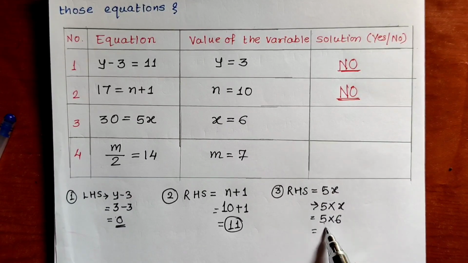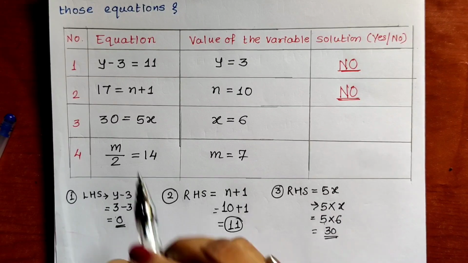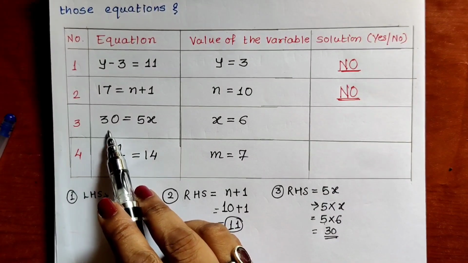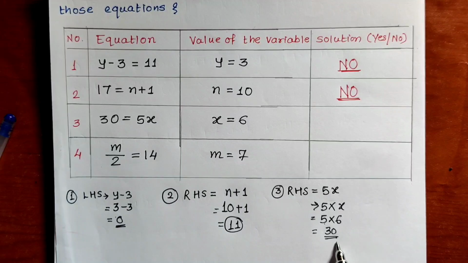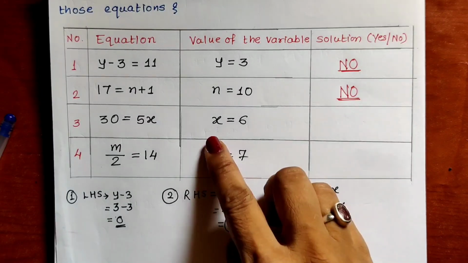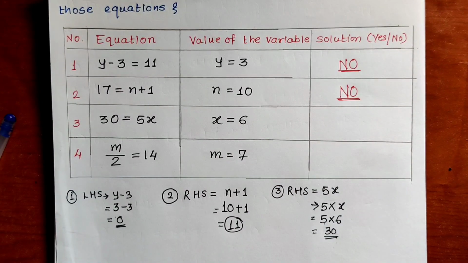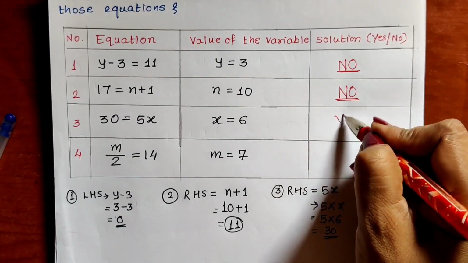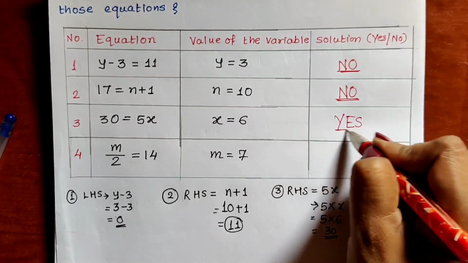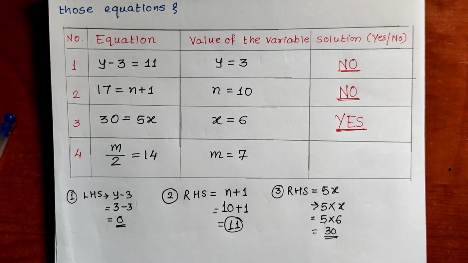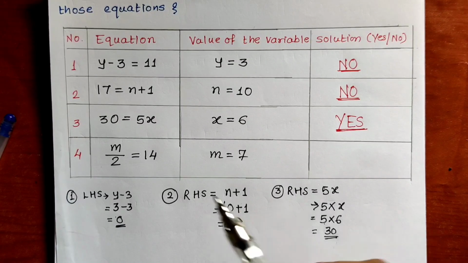5 times 6, what is the answer? 30. Are we getting equal? Yes. Left hand side also 30 is given, and when we put the value of the variable in the right hand side, also we are getting 30. 30 equal to 30, and that's why x is equal to 6 is the solution of this equation. So we can write yes. Okay. I hope you all are understanding.